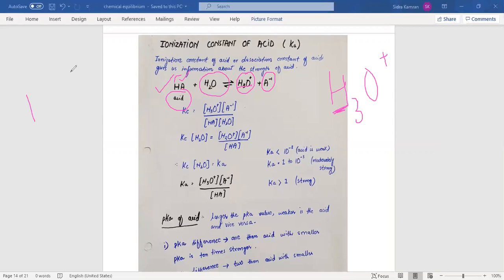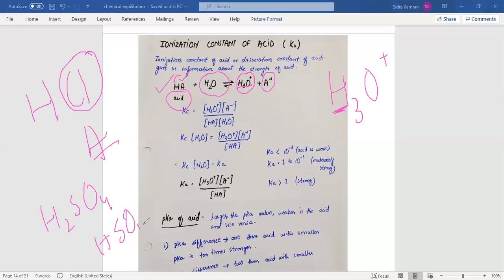For example, if it is HCl, then that A is chlorine. Clear? In the same way, if the acid is H2SO4, then A will be HSO4 minus. So A is representing the other part. If the acid is releasing a proton, then the other remaining part is A. Let's write its chemical equilibrium expression.